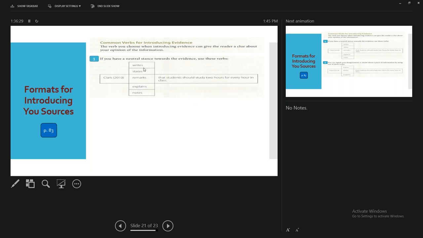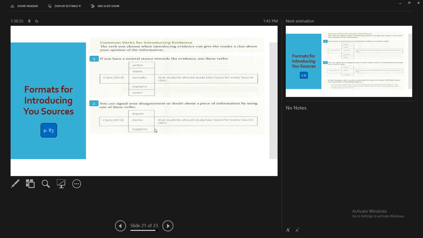As you can see here, examples of these verbs are writes, states, remarks, explains, notes. So if you said Clark 22 writes that students didn't, this does not reflect whether you agree or disagree with what he is saying. The other one: you can signal your disagreement or doubt about a piece of information by using one of these, like argues, claims, suggests. So if you said Clark argues or claims or suggests, that means I do not agree with this.